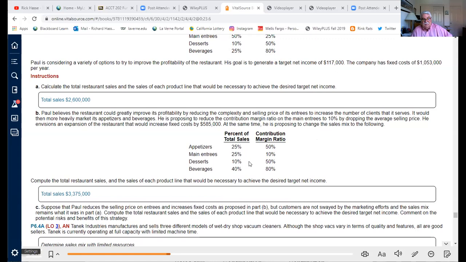There it is there. Compute the total restaurant sales and the sales of each product line that would be necessary to achieve the desired targeted net income. All right. So in other words, we now want to increase our profitability by adjusting our ratios, adjusting our percentage of sales, and at the same time, we're going to be increasing our fixed cost. What does that look like? Well, let's take a look at it.